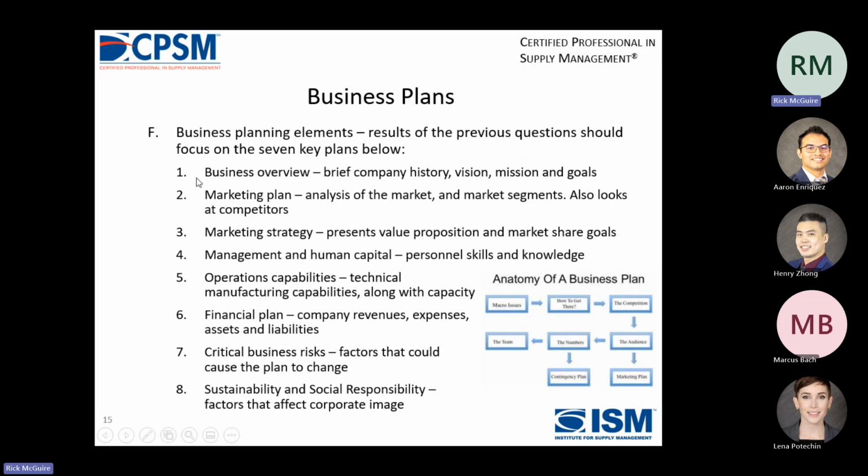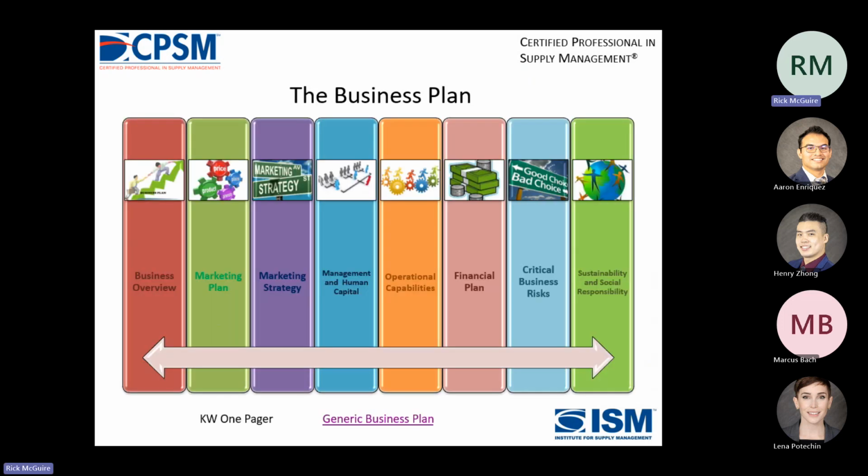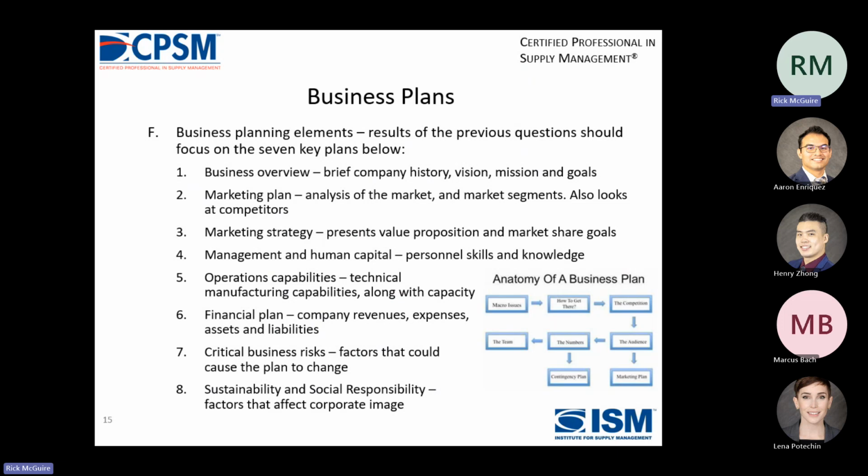And then you've got elements. This goes back to this again, kind of explains each one: overview, marketing plan and strategy, operations capabilities, which is more your manufacturing at your plants, financial plan, critical business risks, and sustainability and social responsibility.